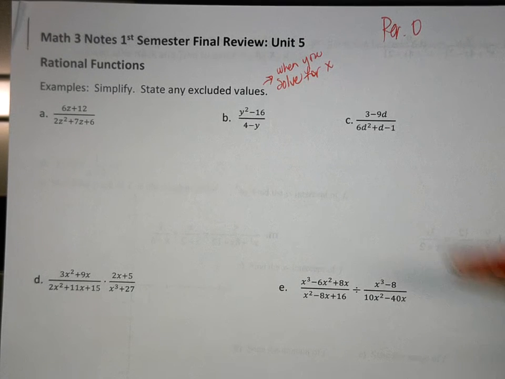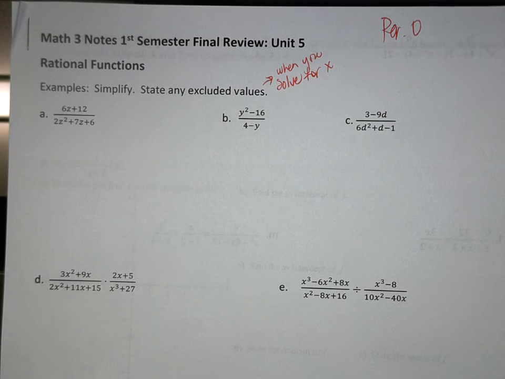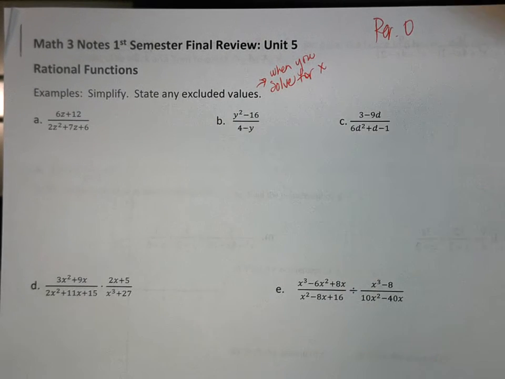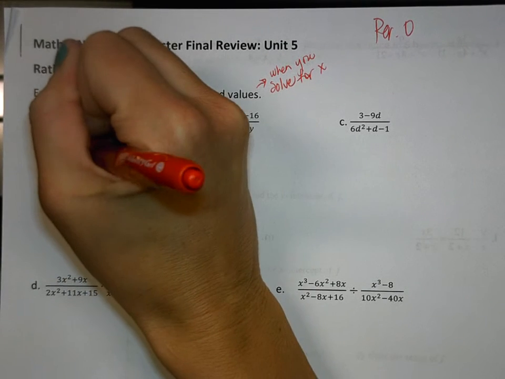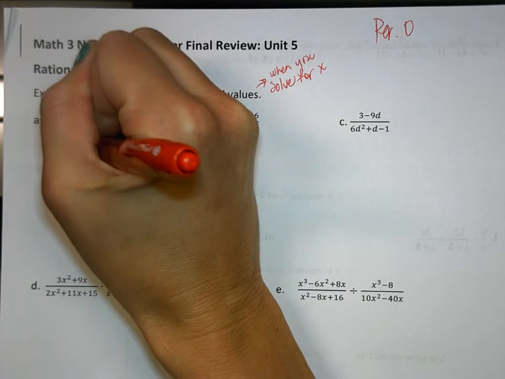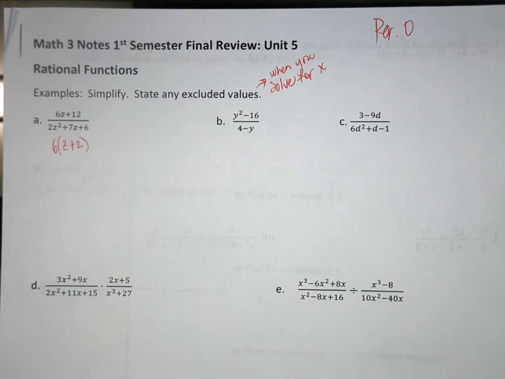Okay, so on all these, we're just going to factor and simplify as much as we can. Okay, so on A, looking at the top, is there anything I can do? Good. So we can factor out a 6. And we're left with z plus 2.